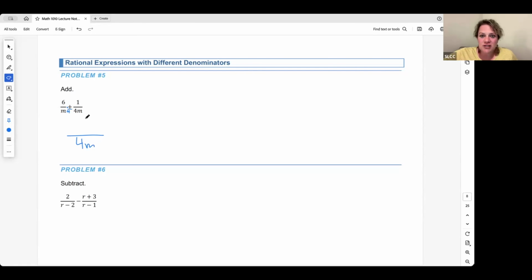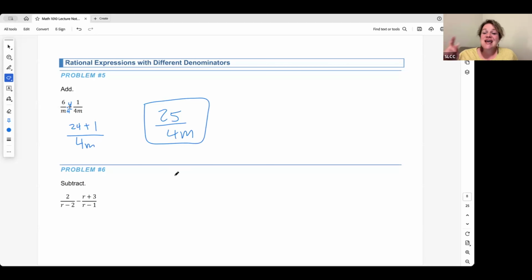I can't just willy-nilly multiply the denominator by 4, but I could multiply the whole fraction by 1. Anything times 1 is itself. So let's multiply by 4 over 4. That's 1. That gets me 4m to the common denominator in the first term. And then in the numerator, 6 times 4 is 24. And then I'm adding the 1 from the second fraction. So 24 plus 1, 25 over 4m. Is there anything that I can divide and simplify? No, so I'm done.